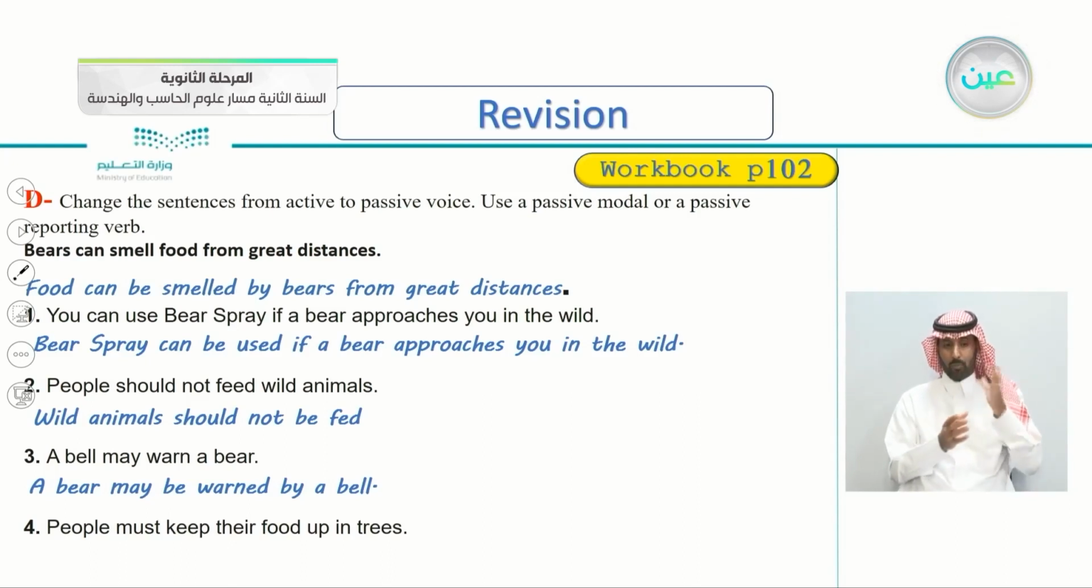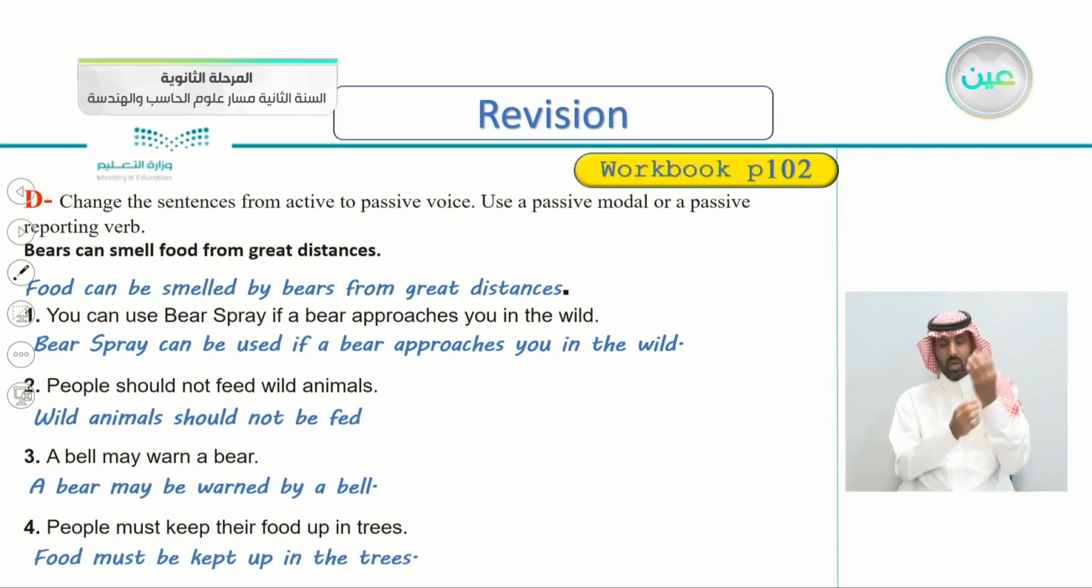Remember, what's the object here? Very good. So let's see the answer here. Food must be kept up in the trees. So food must be kept. Must be kept. The past participle of keep here is kept. Food must be kept up in the trees.